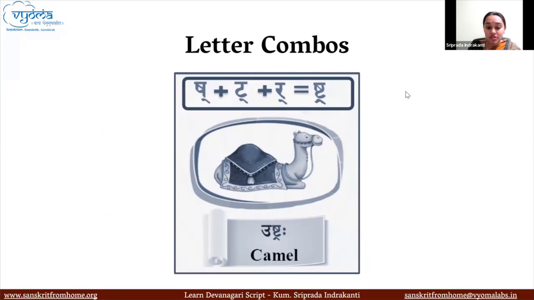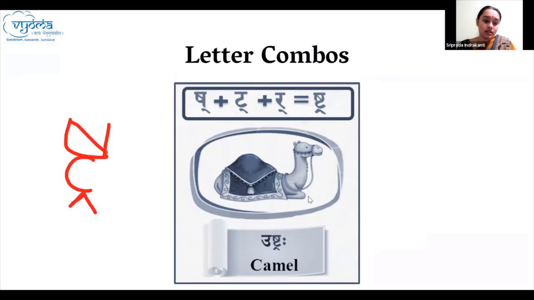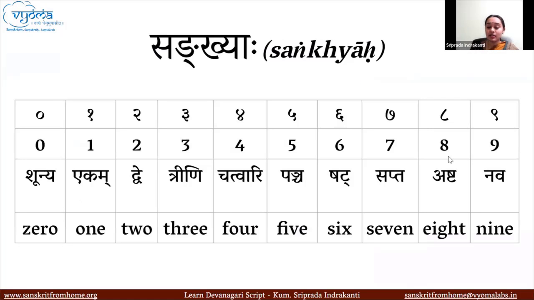The next one is Ushtraha. Shtra. So look at the ra here. It's totally different from what we learned so far. So it's like an arrow at the bottom. That is Ushtraha. Shtraha. Shtr. So this is Ushtraha. That's a camel. Now we're going to learn numbers.